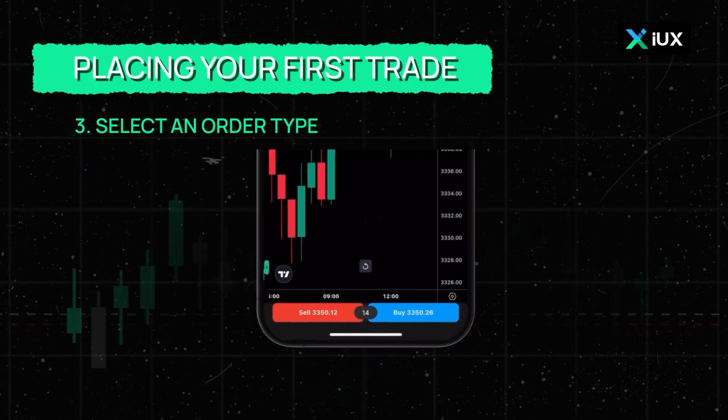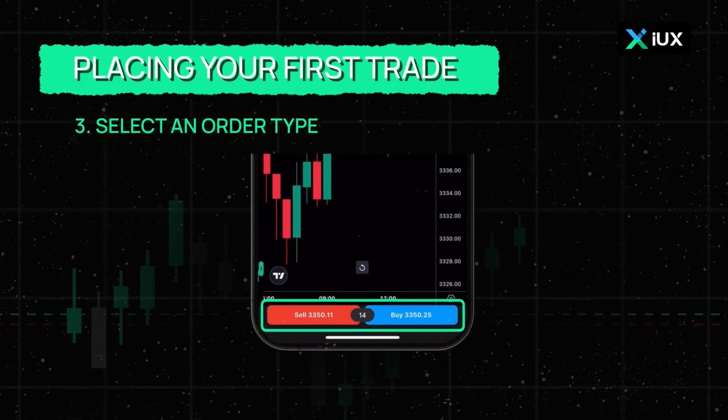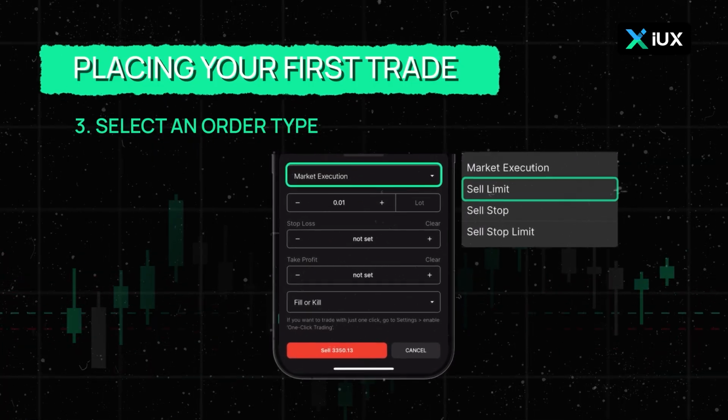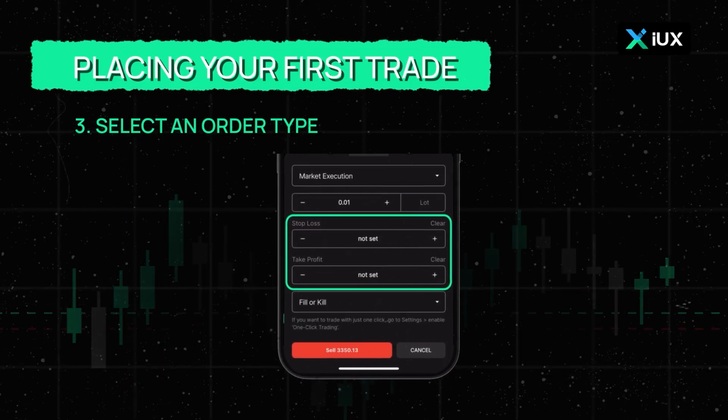Select an order type. Market order. Instant trade at the current price. Limit order. Trade at a specific price. Stop loss and take profit.